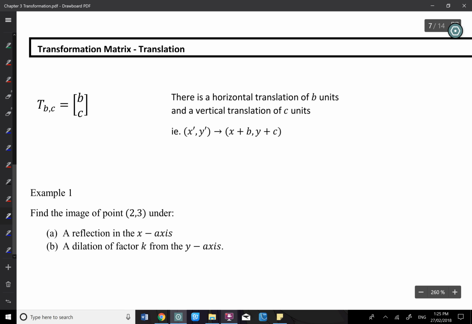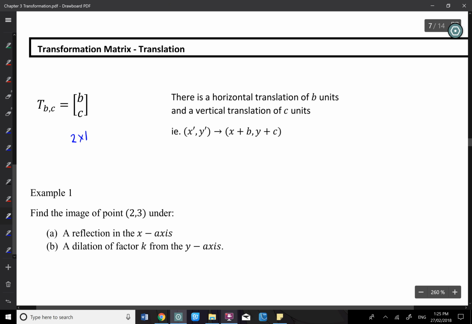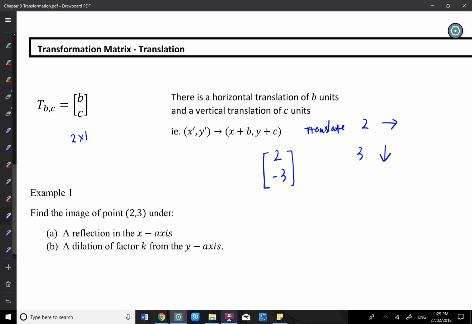Okay, the last one is the translation. When you move to the left or to the right, that's a translation. The translation will be represented by a 2 by 1 matrix. So let's say I said translate 2 to the right and translate 3 down, then the translation matrix will be 2 and -3. So it will be with the sign. Moving down or moving to the left is negative. So you will add that at the correct place.